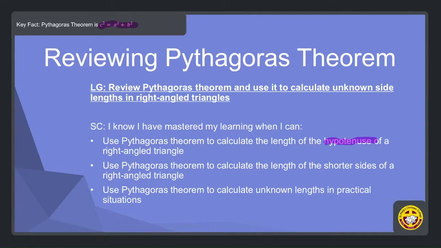That is c squared, and the shorter sides, in other words, A or B. Doesn't really matter which side is A or which side is B, but those are the shorter sides of the triangle. Remember, in a right angle triangle that looks something like this, the hypotenuse is always the longest side, and then you have A and B here on the shorter sides.